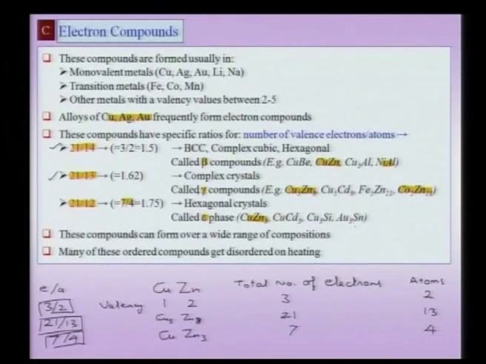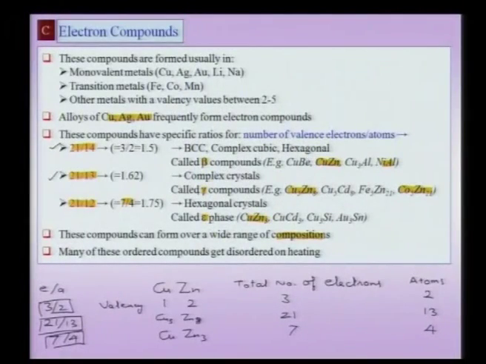Again, as before, many of these compounds can form over larger composition ranges. That means that even though these are called compounds, they are not line compounds, and there is a variability in the composition. Some of these compounds can actually get disordered on heating, which means that they are showing an order disorder transformation as well.